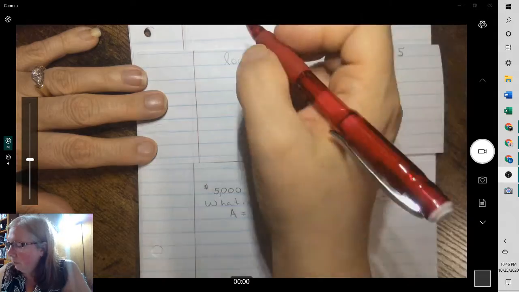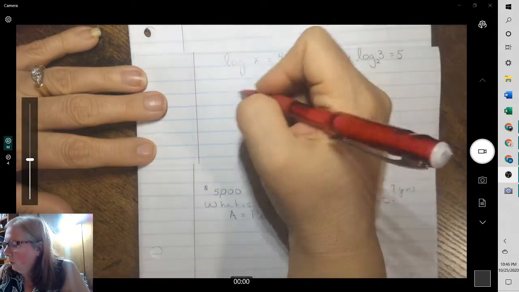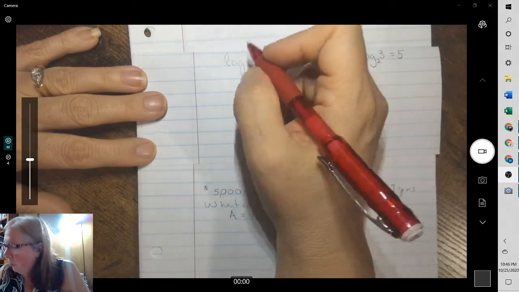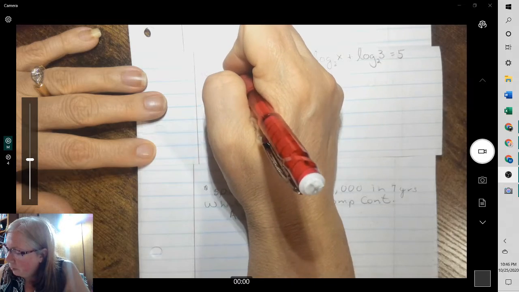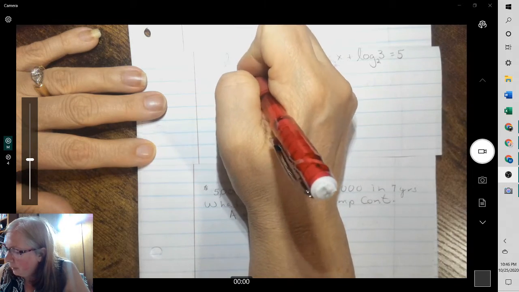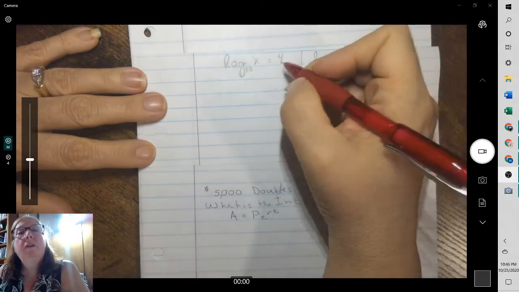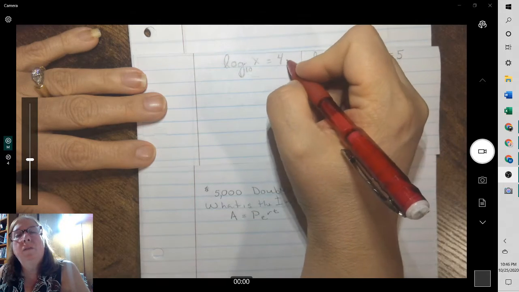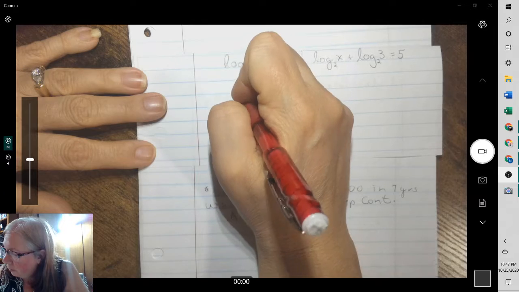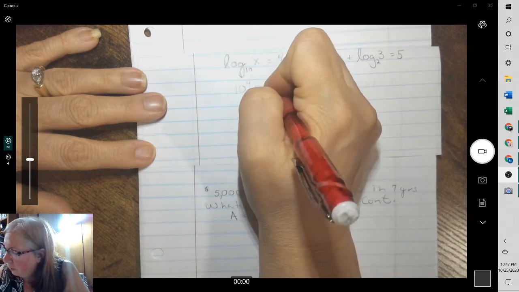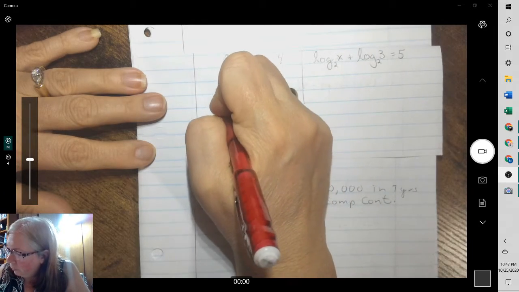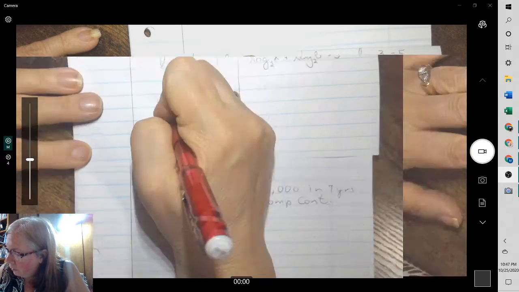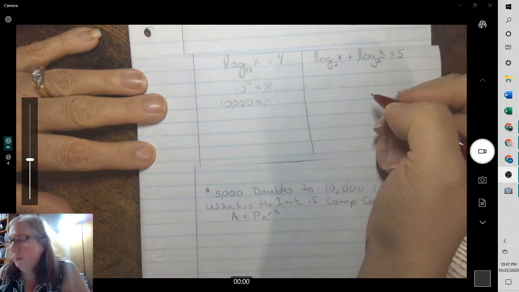We're going to continue with 6.1 and 6.2, and these first two we're solving for x. When you're solving for x, you can rewrite it. Remember, when there's no base, it's base 10. So start with your base and loop around. 10 to the 4th equals x. 10 to the 4th is 10,000, so x is 10,000.